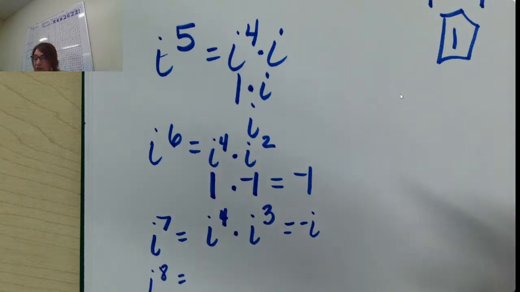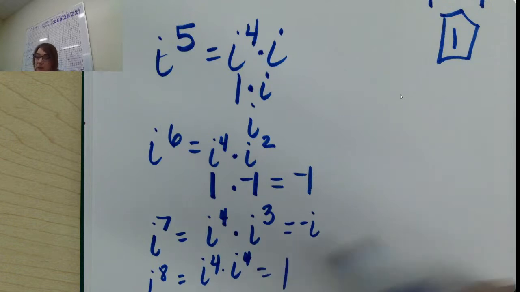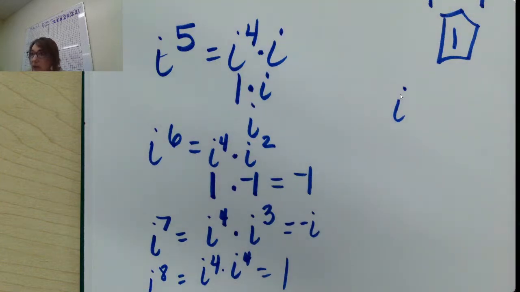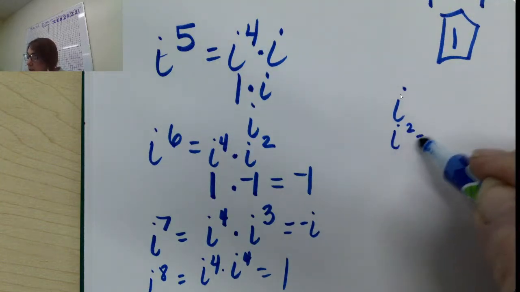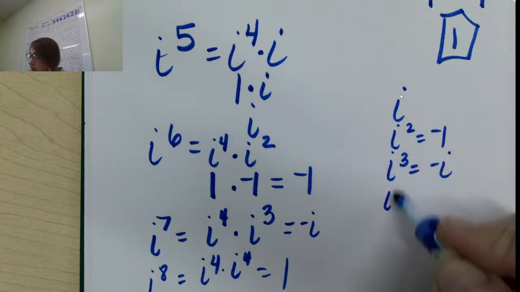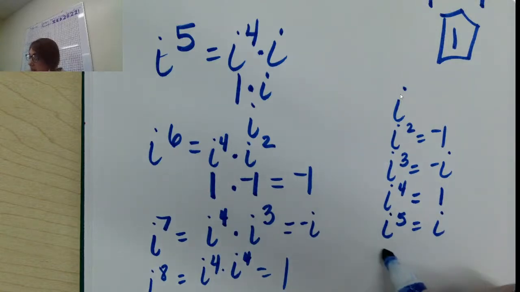how could we break that down? 2 I to the 4ths, which are equal to what? 1 times 1, which is 1. It's a series of 1s and I's. It actually rolls out like this. So we start with I as our first one, right? And then I squared is equal to -1. And I to the third power is equal to -I. And then I to the fourth power is equal to 1. And then we just start all over again. I to the fifth power is I, right? I to the sixth power is -1.